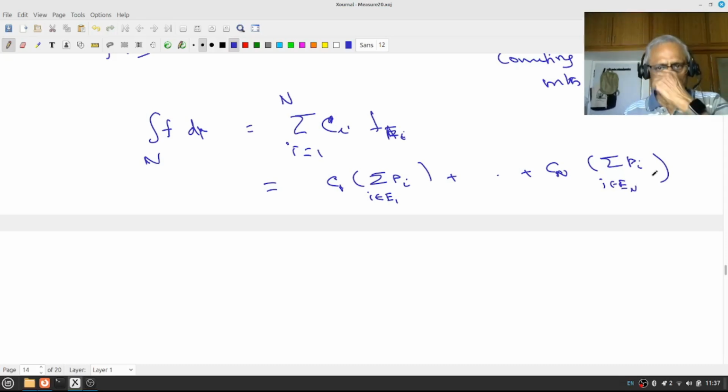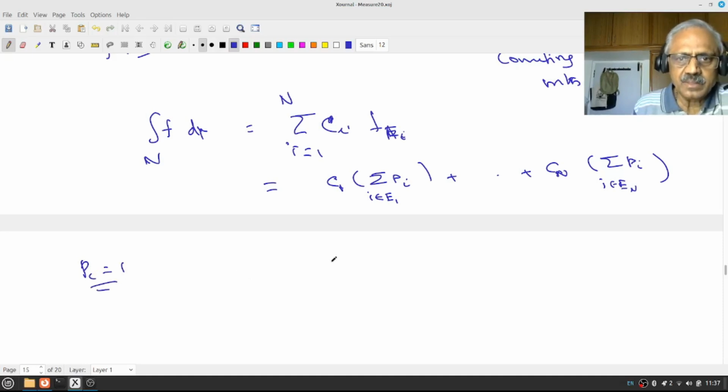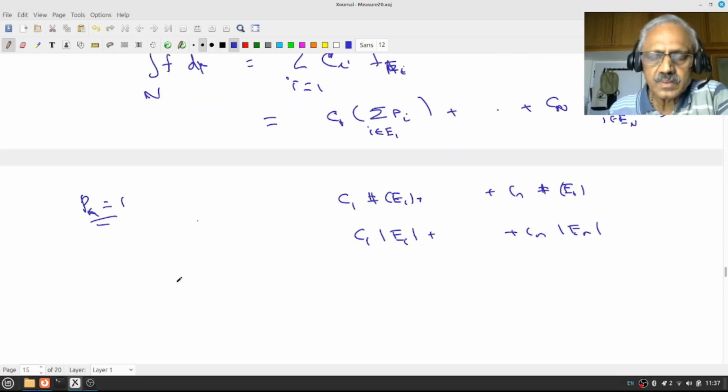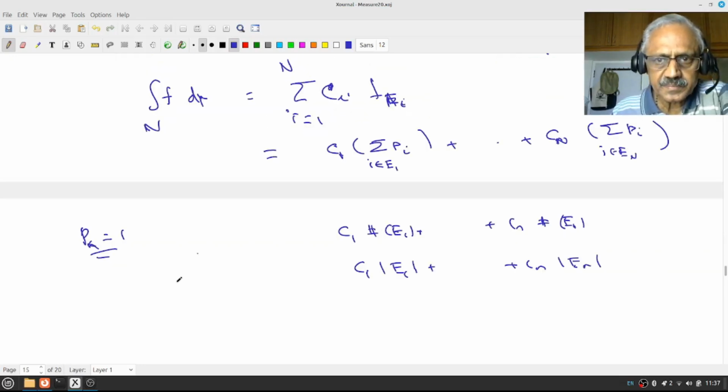Just to make sure you understand this: the measure of this set is just the sum of the p_i's, the weights. Is this clear? Now suppose all my p_i's are 1. This simply means c_1 times the number of elements in E_1 plus c_n times the number of elements in E_n. Maybe it's easier to write this way, if all my p_n's are 1. Is that clear?